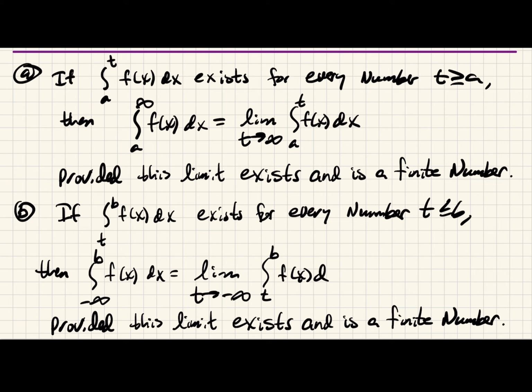Okay, so the difference is that on the first one, we've got infinity at the top, and our t value is going off to infinity. Limit as t goes to infinity. On the next one, our t's on the bottom because we're in a situation where we're infinite to the left. So our minus infinity is on the bottom, and t is going off to minus infinity.